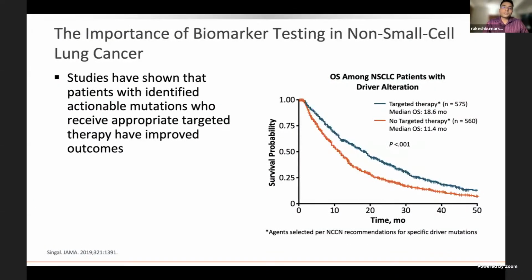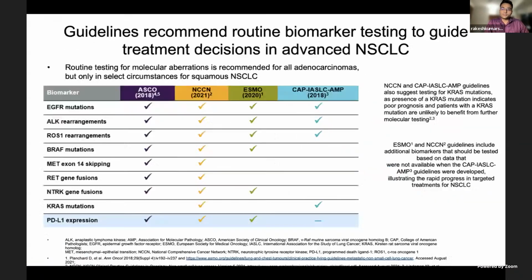What is the importance of biomarker testing in non-small cell lung cancer? With this Kaplan-Meier curve, we can clearly see that survival in targeted, molecular marker driven cancer is superior to patients who lack driver mutations. We can see that it is around 18.6 months versus 11 months. So this justifies biomarker testing and directed treatment based on the mutation.